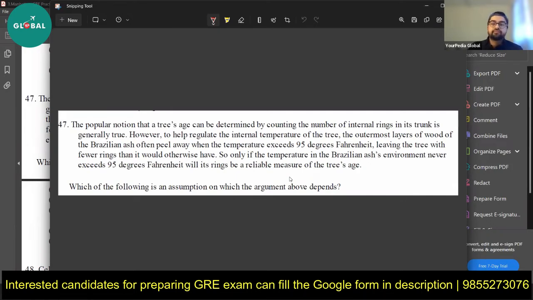Anyone? So, conclusion. The conclusion is that the temperature must be below 95 degrees Fahrenheit. Which line are you saying? This one? The last line. Read the last line again, what is it saying?